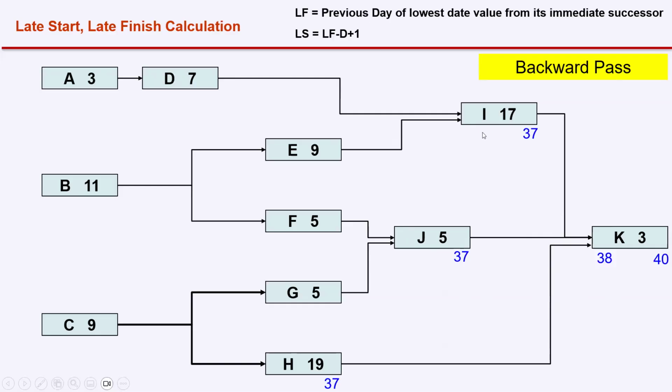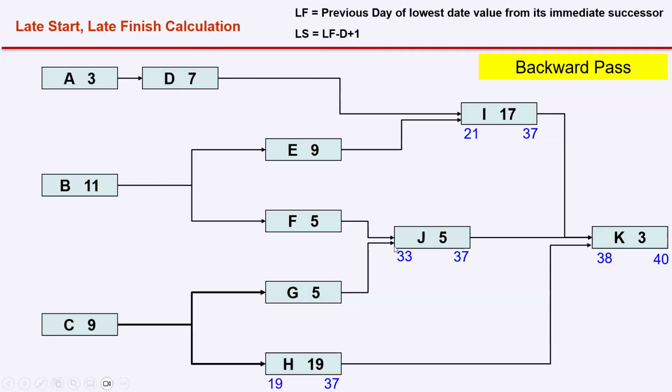That's why the late finish of I, J, and H are 37. Type in the chat box: what will be the late start of activity I? Late start of I is 37 minus 17. We have a formula, as we discussed: late start is late finish minus duration plus 1, 37 minus 17 plus 1, which is 21. What about the late start of J? 37 minus 5 plus 1, 33.